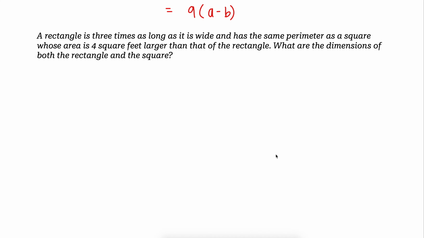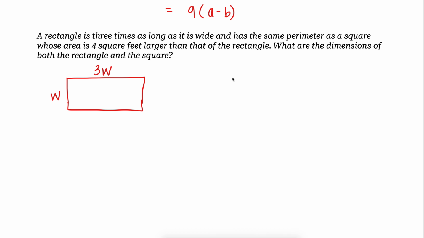So the next one on this page, we're looking at a rectangle. It says a rectangle is 3 times as long as it is wide. So let me stop there and I'm going to draw a picture. So it's 3 times as long as it is wide. So I'm going to let W represent the width. So my length is going to be 3W, 3 times as long as it is wide. It has the same perimeter as a square whose area is 4 square feet larger than that of the rectangle. What are the dimensions of both the rectangle and the square?